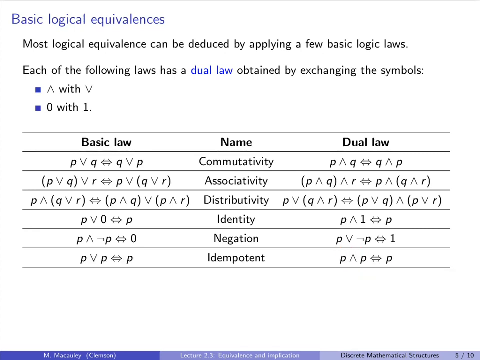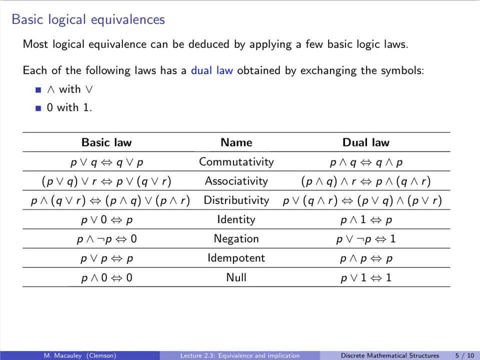Next we have the idempotent law, which just says that P or P is equivalent to P. And the dual law says that P and P is equivalent to P as well.